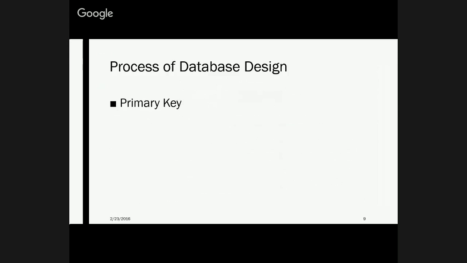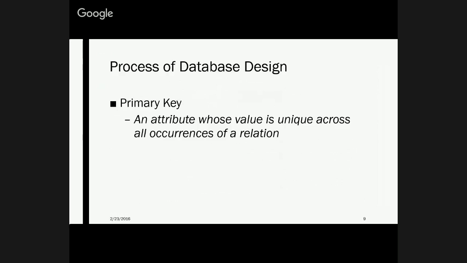So now we're getting into that giant list of definitions that hopefully you should remember, otherwise you didn't learn. So primary key, basically that's just an attribute whose value is unique across all occurrences of a relation. Now, of course, we know that there's candidate keys, right? There could be more than one thing that's unique. The primary key is just the one we picked out of the candidate keys.